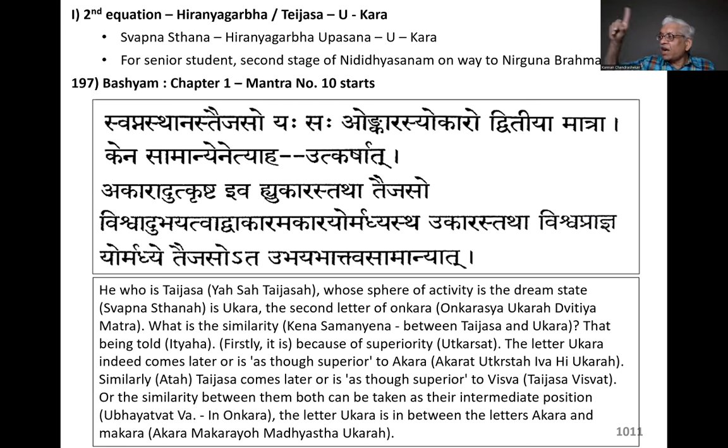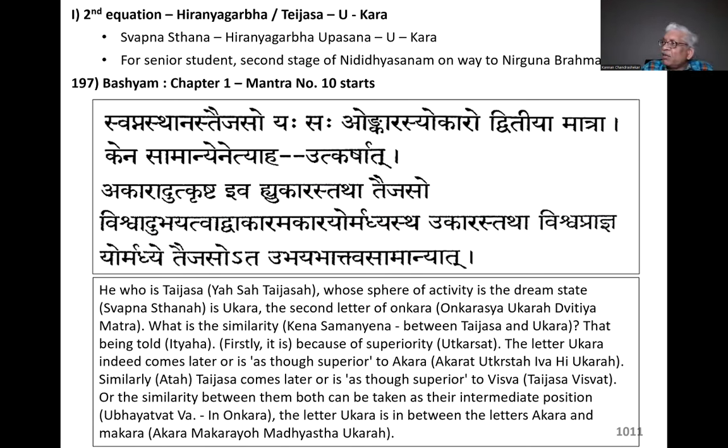So, why do we say Akara, Ukara, Makara? It covers the entire world of experiences. That is what we should understand. All our experiences in the world are covered in these three alphabets. So, doing this upasana is extremely important for a person who wants to reach Surya. Other people are not required. For others, it is just academic interest. These three things are explaining to us the three states.